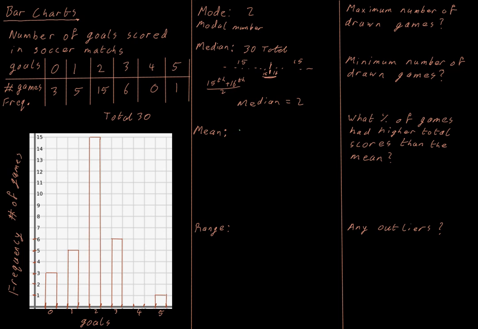So our bar chart helps us to order our data and get our answer for that. So the mean, we just add up the numbers: sum the numbers, the sum of the numbers all over the number of numbers.